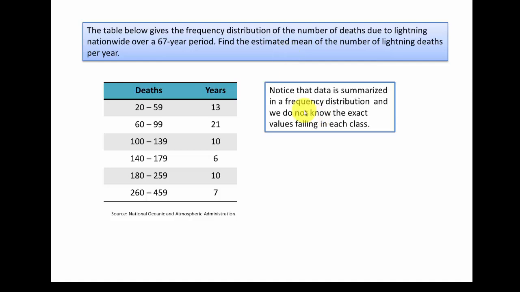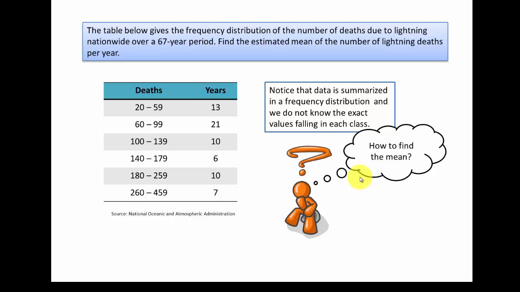Notice that data is summarized in the frequency distribution and we do not know the exact values falling in every class. Therefore, the question is now how to find the mean. Remember, to calculate the mean, usually we would add up all the data values and divide the sum by the total number of values. But for this problem, we do not know the exact values falling in each class.